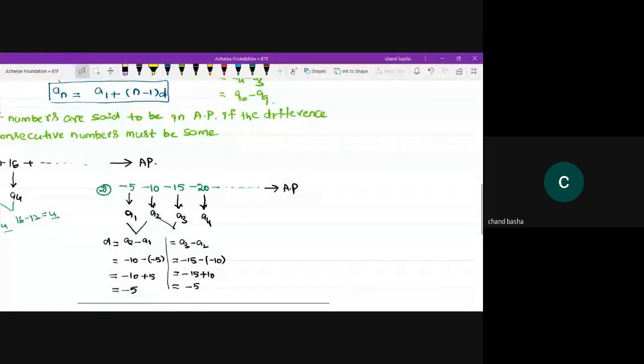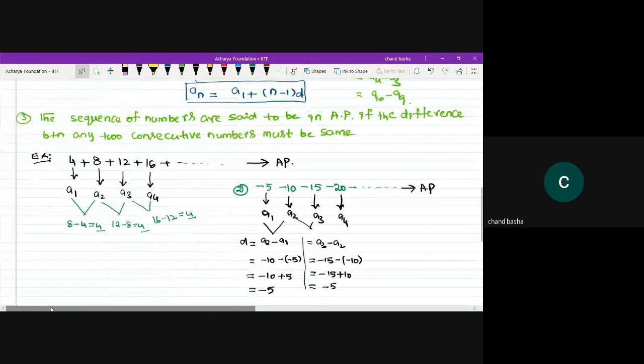So please be careful while we are discussing arithmetic progression, right? Let's understand this concept. That is example 1 and 2. Hope you can understand examples 1 and 2. Clear? How to find the D value? A2 minus A1. This is the formula. Second element minus first element.